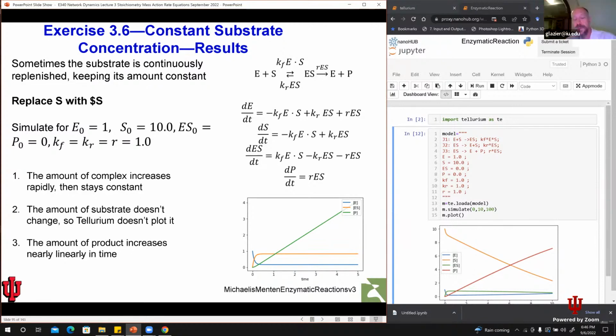Yeah, if you make S constant, it treats it as a parameter and it doesn't display it. That's right. The M dot plot doesn't. Good point. And there's actually the comment that Joel, you anticipated it here in number 2. The amount of substrate doesn't change, so the plot doesn't show it.